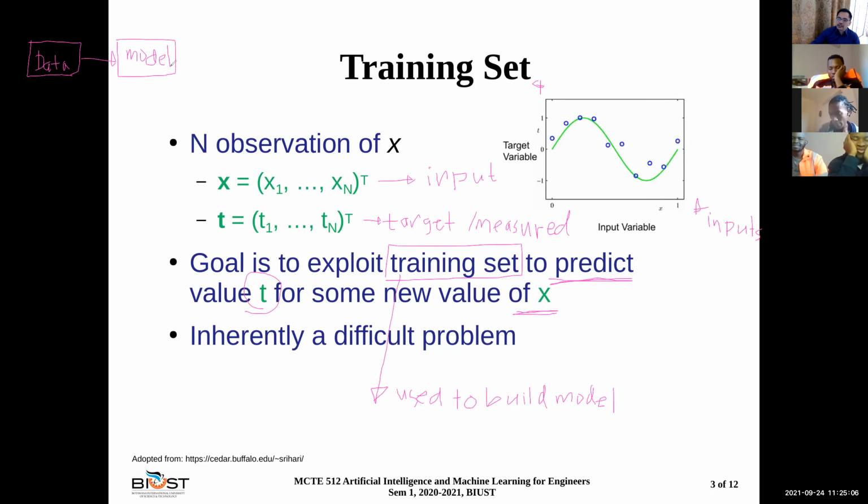Okay, that model is built by what we call training. How is this training done? We will show you later. But yes, we use the data to build the model, and the process of building the model is called training. Okay. Once you have that model, now you use that model to predict.